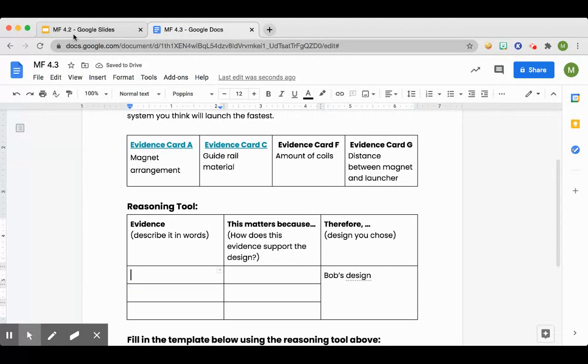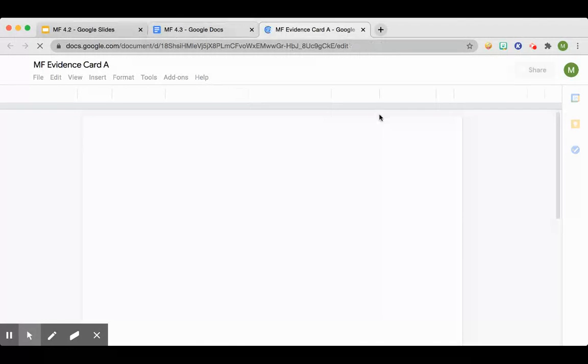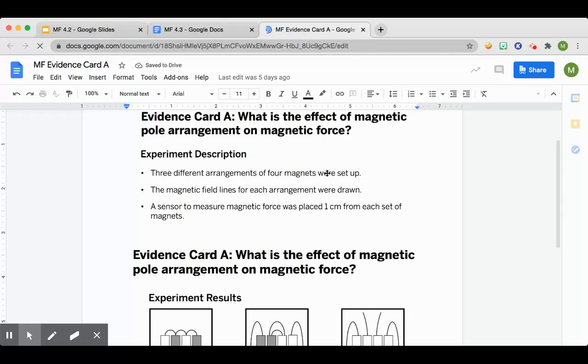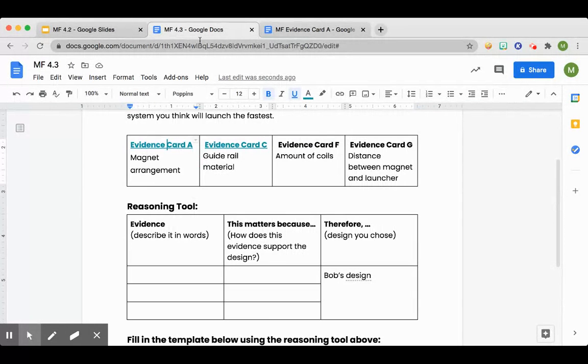So maybe a piece of evidence that I use is card A, which is about magnet arrangement. I would open up evidence card A or open it from the previous assignment, and I would explain the results. So maybe I say when I arrange all the same poles facing the same direction, I get the greatest sensor reading, meaning that we'll have the greatest amount of energy. Then tell me why it matters. How does it connect to the design?